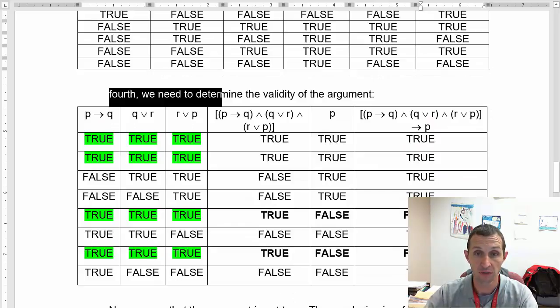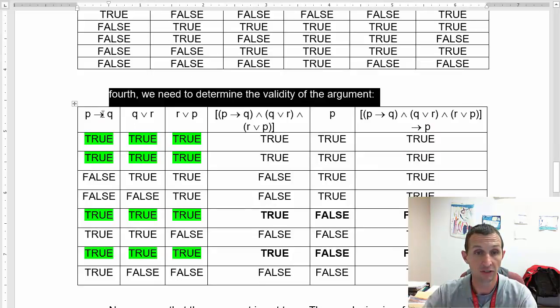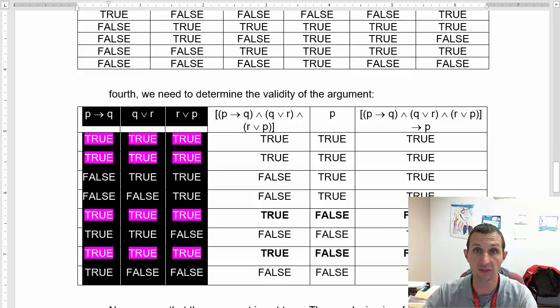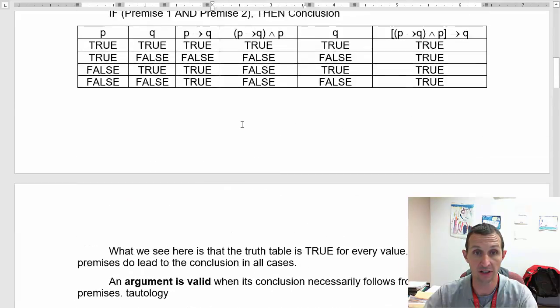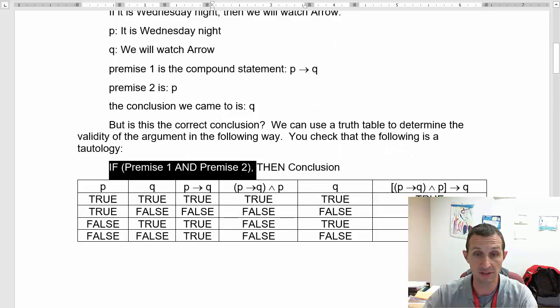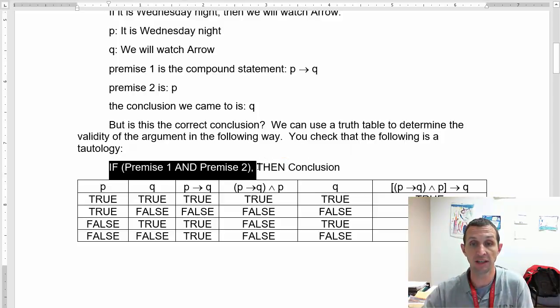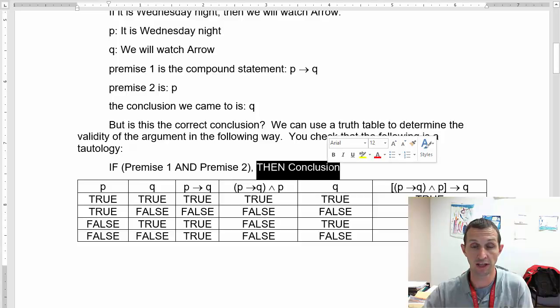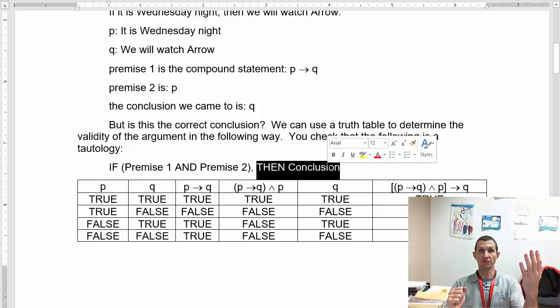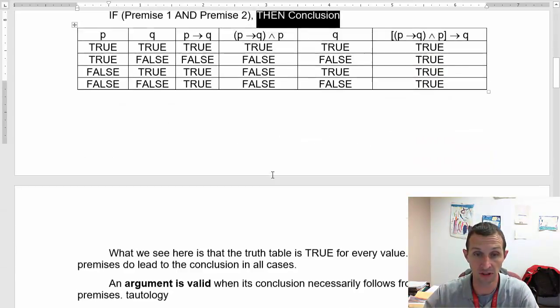Now, fourth, we need to determine the validity of the argument. So I have these 3 premises, and what I need to do is, if I look back up here, I see that I need the premises to be anded together as the complete premise of the if statement, and then the conclusion. So I've got all 3 of my premises, and then my one conclusion. So I have to and all of these together and then make it conclude the P. So that's what I'm going to do now.